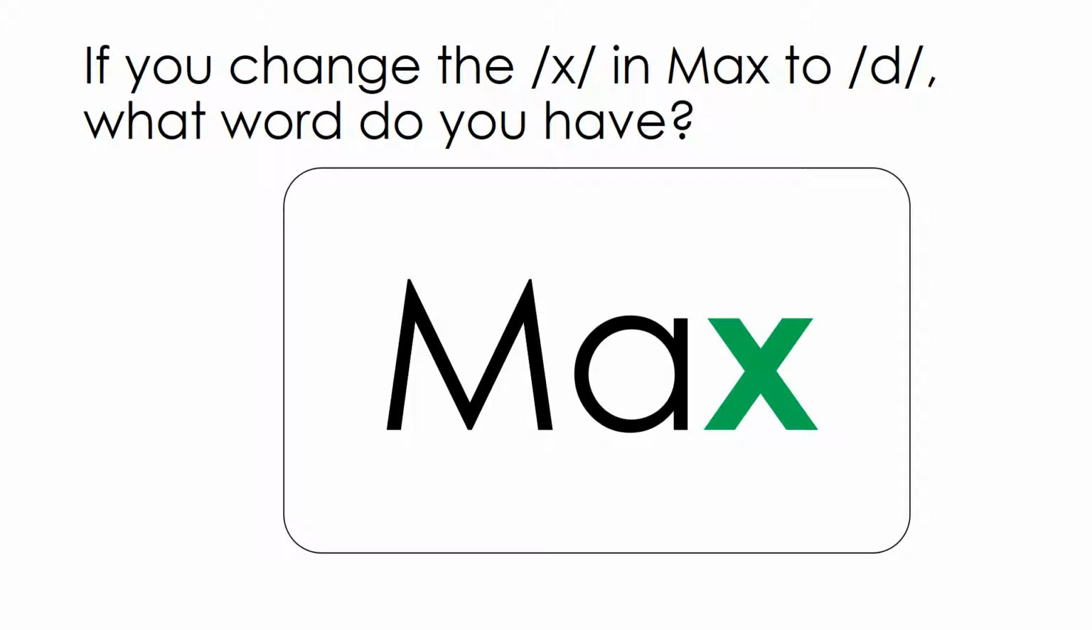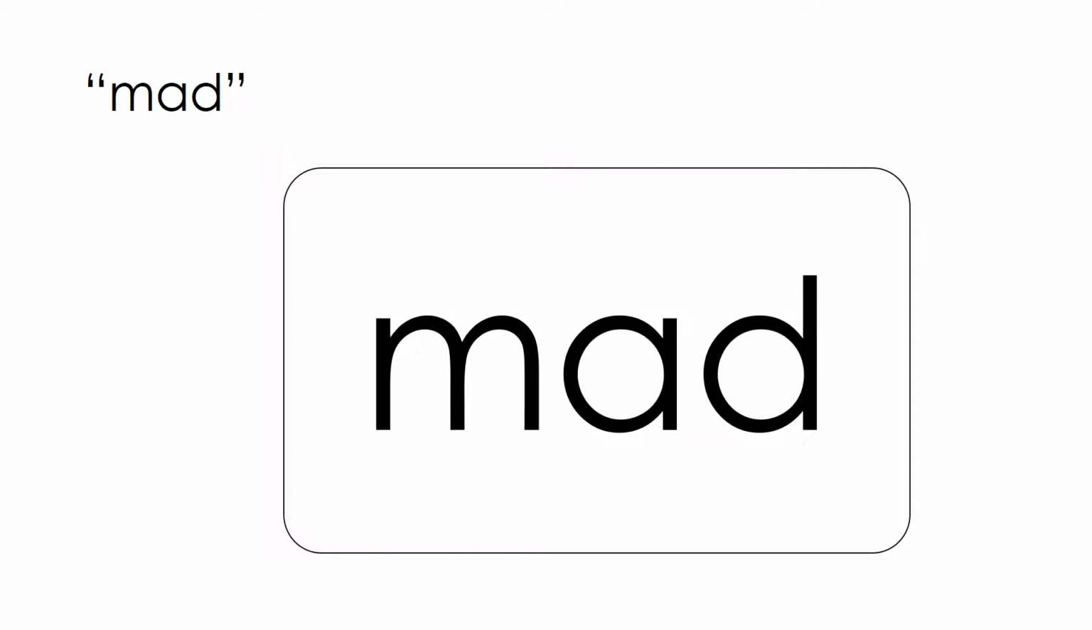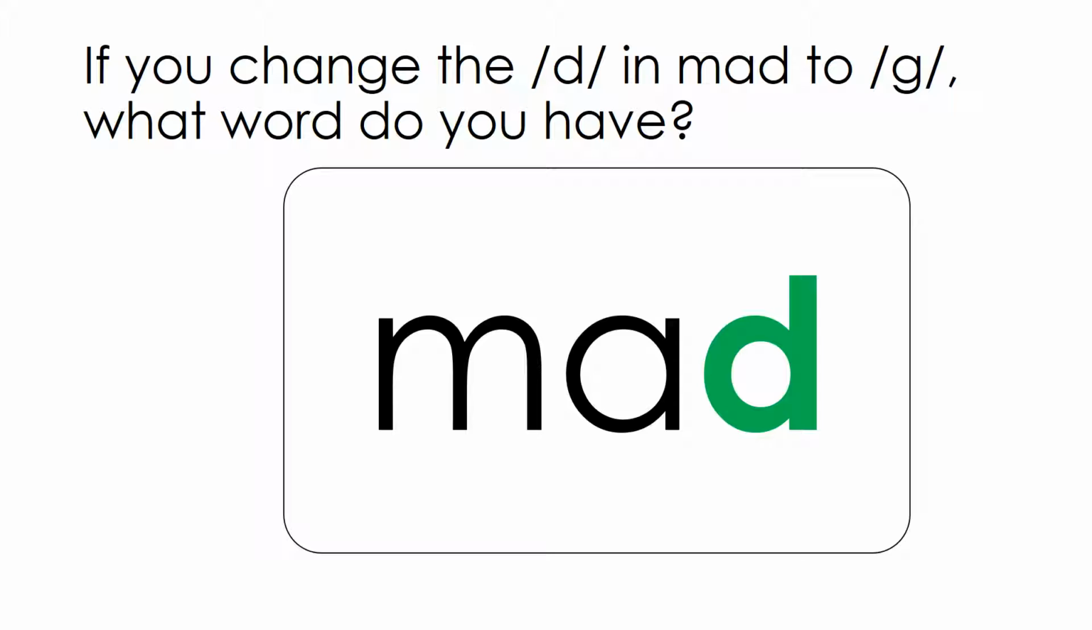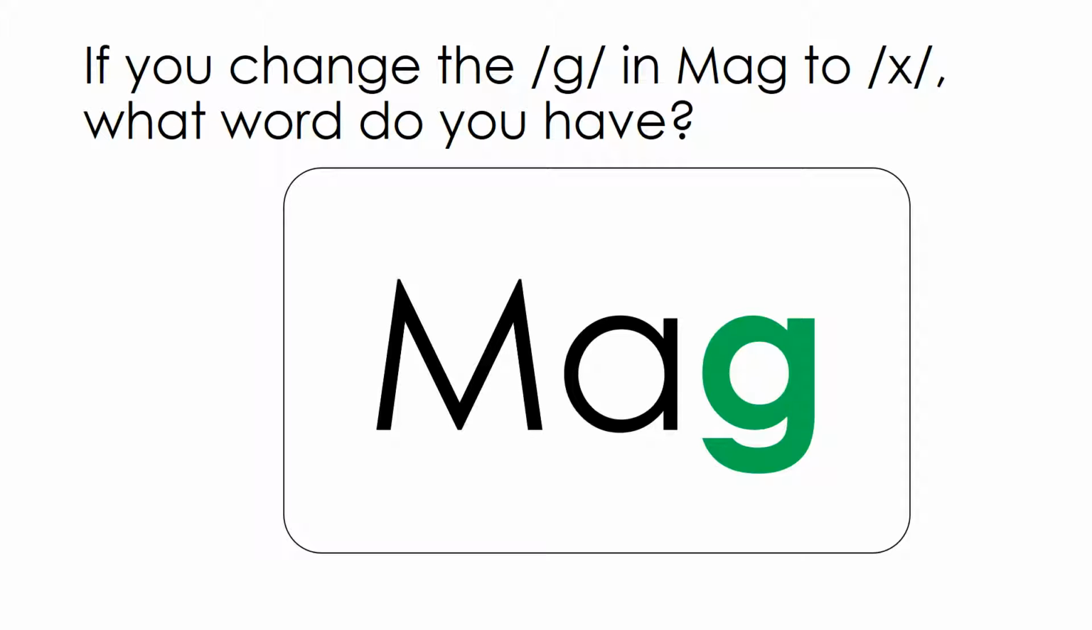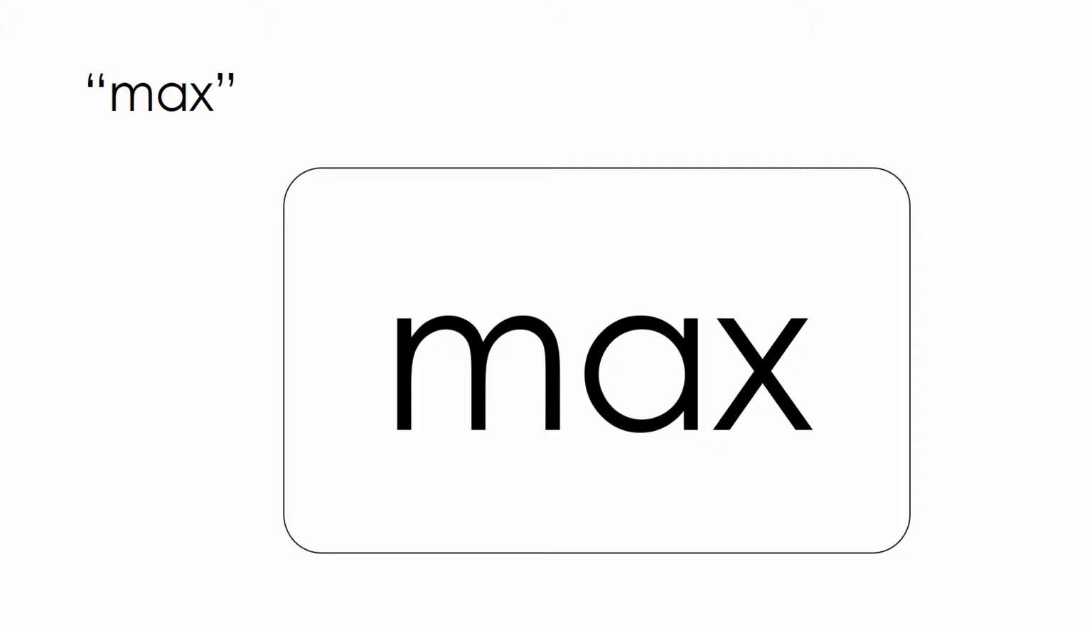If you change the x in max to d, what word do you have? Mad. If you change the d in mad to g, what word do you have? Mag. If you change the g in mag to x, what word do you have? Max.